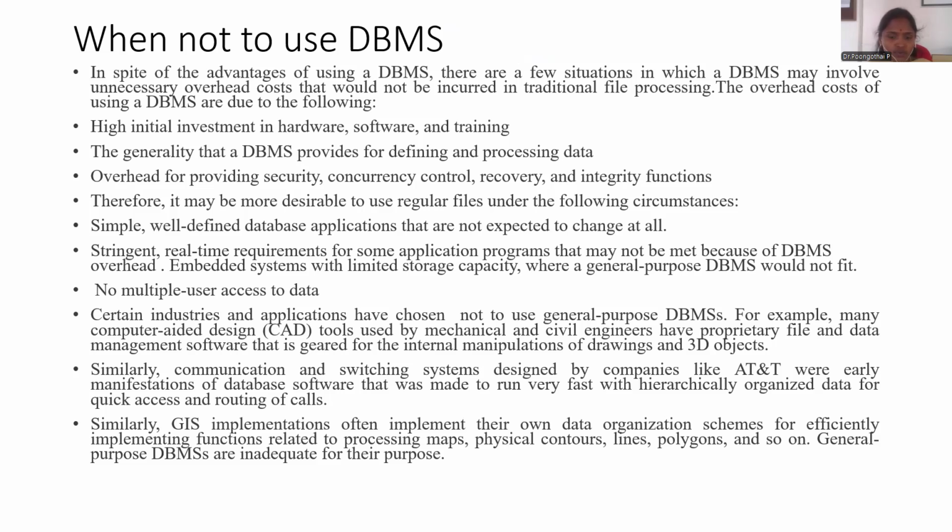Similarly, communication and switching systems designed by companies like AT&T were early manifestations of database software made to run very fast with hierarchically organized data for quick access and routing of calls. Similarly, GIS implementations often implement their own data organization schemes for efficiently implementing functions related to processing maps, physical contours, lines, polygons, and so on. General purpose DBMS are inadequate for their purpose.